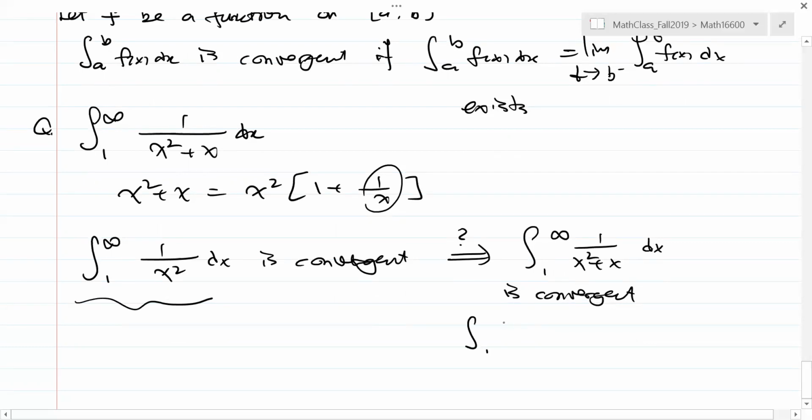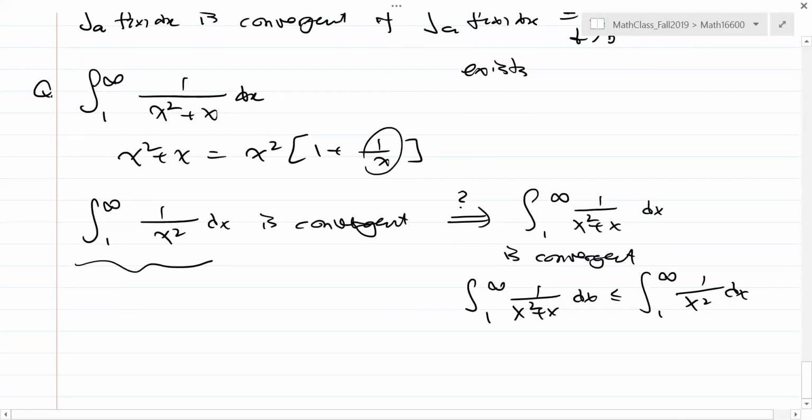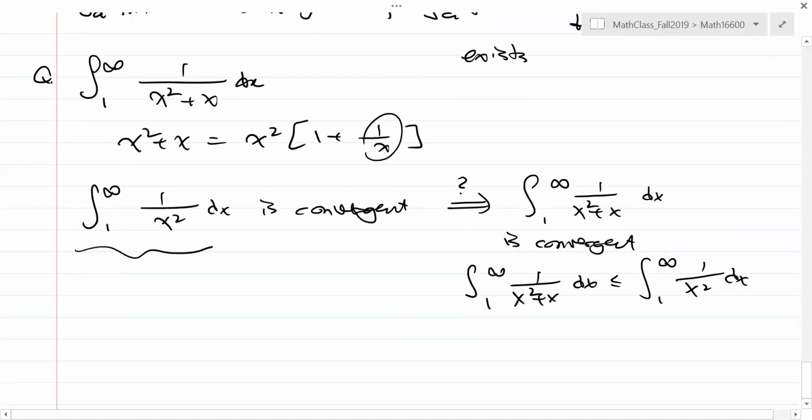And this should be smaller than 1 over x squared. The reason is x squared plus 1 is larger than x squared. But for this particular problem, I can do it directly. I can even find the value of this integral.